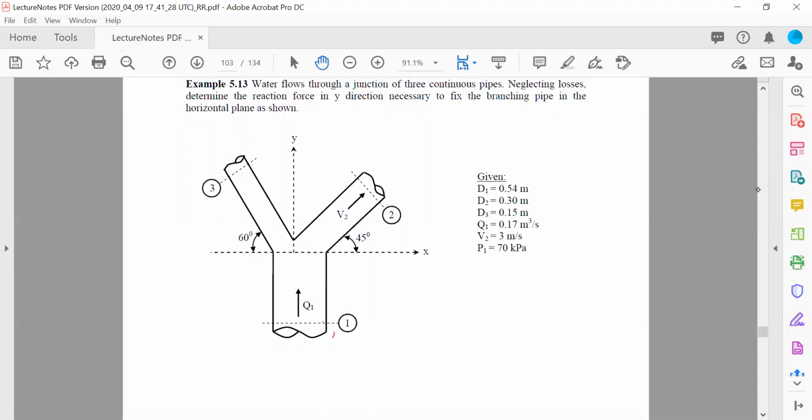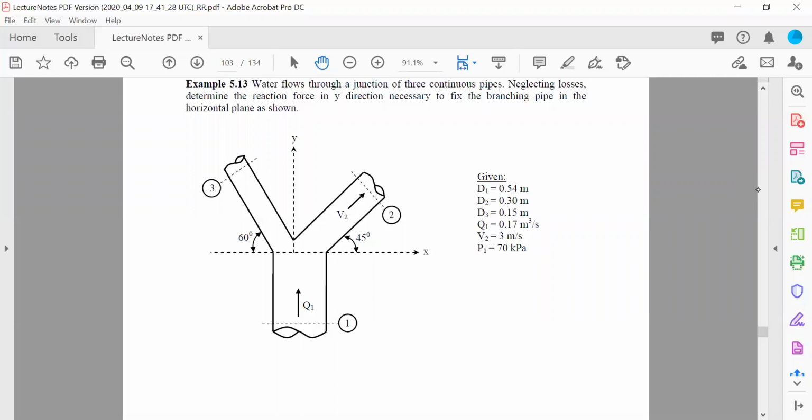And again, as there is no friction, there is no friction force. It is asked to determine the reaction force in y direction necessary to fix the branching pipe in the horizontal plane as shown. So that we are looking for a force that will be applied to this system in order to keep it in its place. So that we are looking for the force to be applied to the system and also the force on the water.